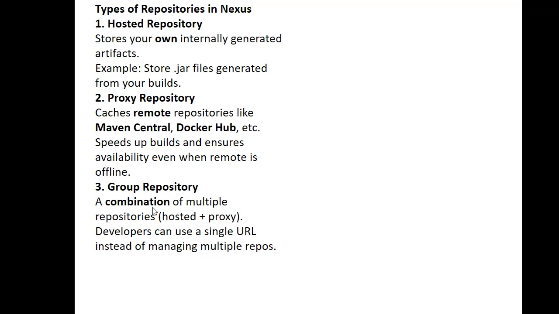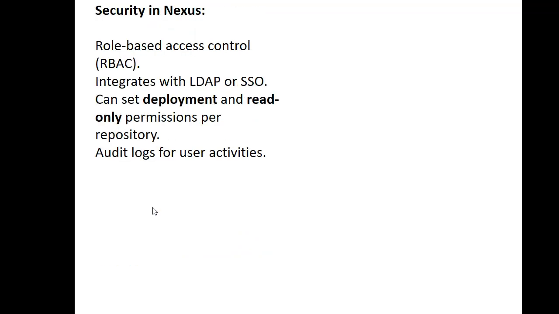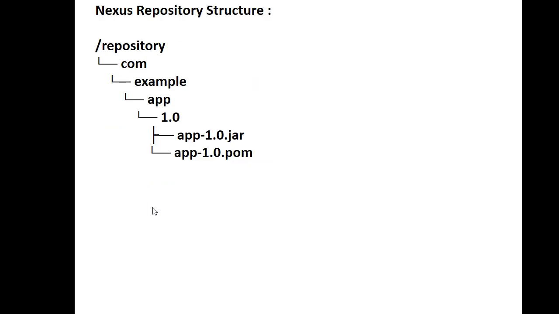And whatever data we store in these repositories is in the form of blob file storage. It is a repository structure like this: com, example, then version, then the jar file and pom.xml. It is a repository structure which Nexus is storing.